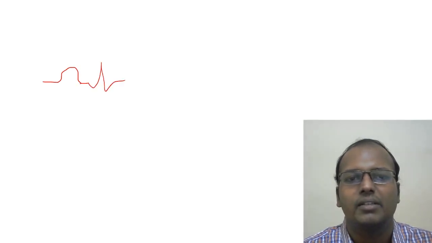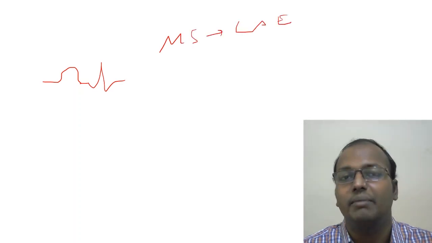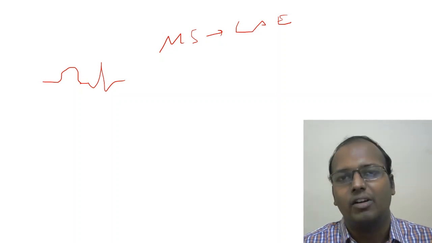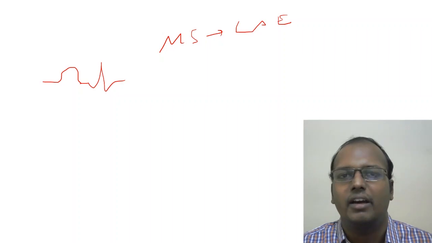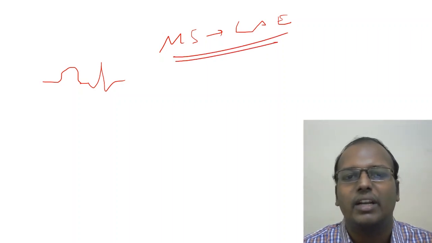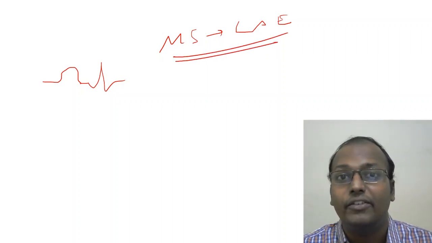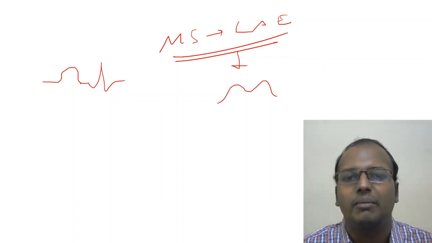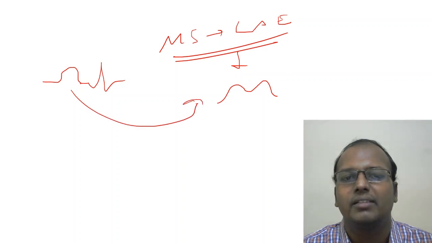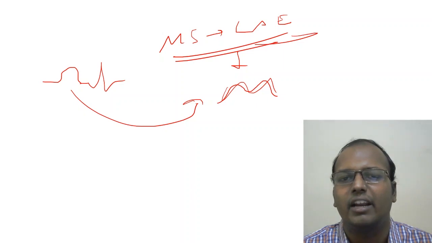So normally the P wave should be like this, P followed by QRS. Whereas in mitral stenosis, the first chamber to enlarge is the left atrium. Remember, even a tall P wave can happen in a mitral stenosis patient because they can also develop pulmonary hypertension, RV enlargement, and RA enlargement. But in the initial stages, mitral stenosis will lead to left atrial enlargement, which leads to P mitral. The normal P becomes like this. M for mitral, a broad P wave, which happens in left atrial enlargement.